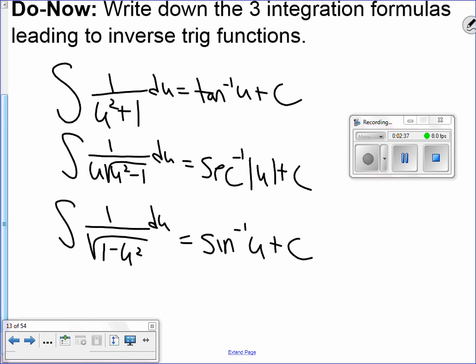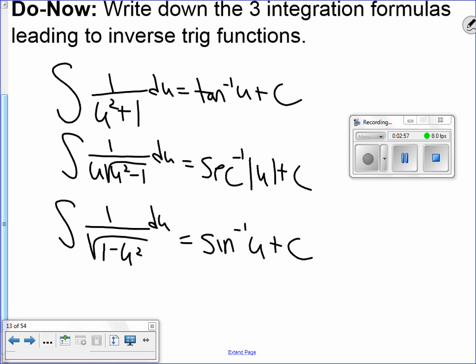All right. So today we're hoping if we're given an integral that looks tough, with the right substitution, if we can make it look like one of these, we'll know what the antiderivative is. We can apply these formulas. Okay, that's what we plan to do.